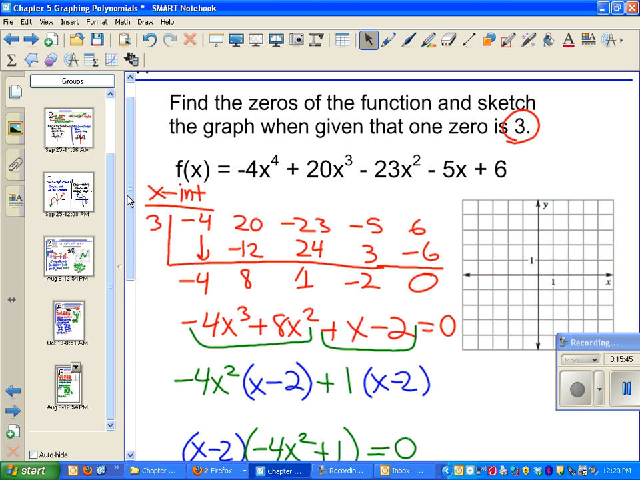And then the y-intercept, when I plug in 0 for x, all of that is going to add up to 0. So it's going to be 0 plus 6, so my y-intercept is 6.